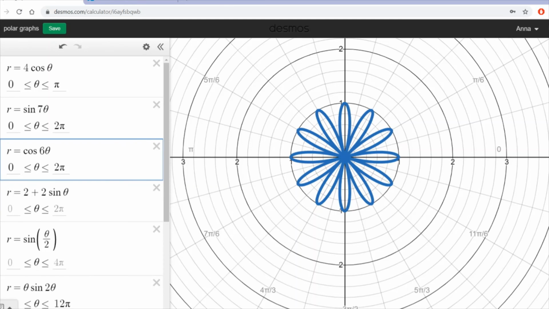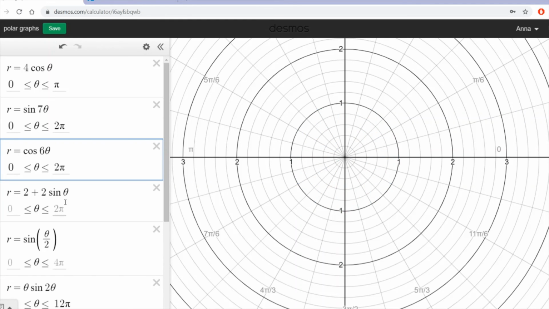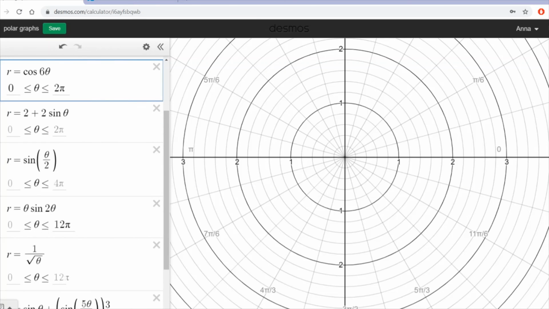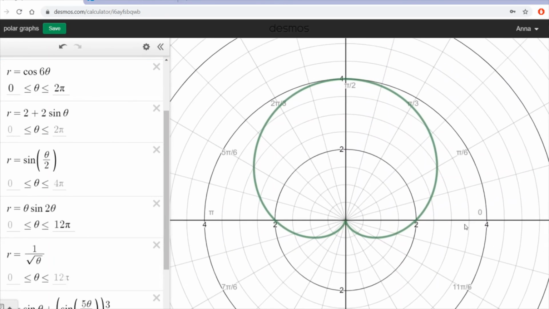And if you're curious, I would recommend, make a table and graph these yourself, and you'll see kind of where these shapes come from. So now I just wanted to show you a few other examples that I think are particularly kind of cool graphs. So this one is r is equal to 2 plus 2 sine of theta. So this is what's called a cardioid.